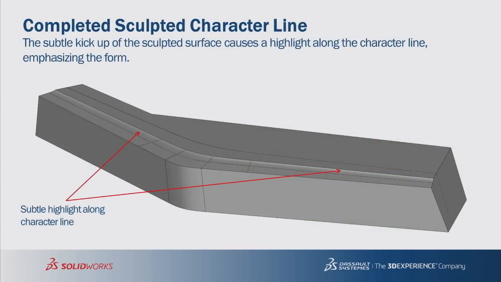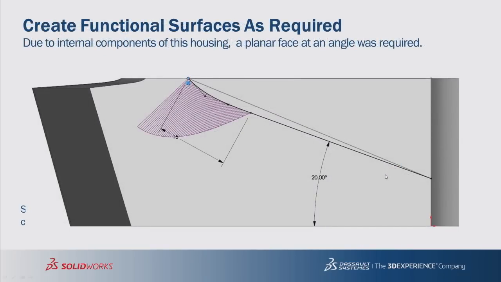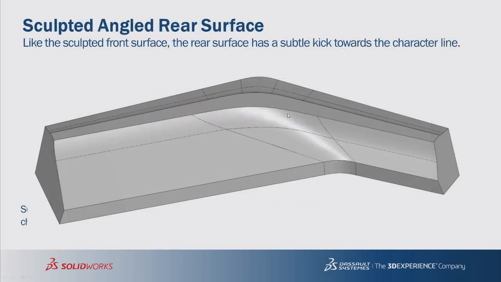And here is the sculpted character line. Got that really nice kick up here. So let's take a look at the next surface I want to build on this enclosure. Like the sculpted front surface, we've got a little bit of a subtle kick here to emphasize that line. But we know I need to have a kind of planar face here for an LCD that's going to come into it. This is a planar face as well, but we need to build this transition.